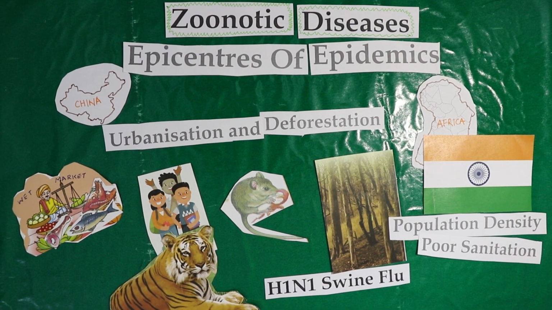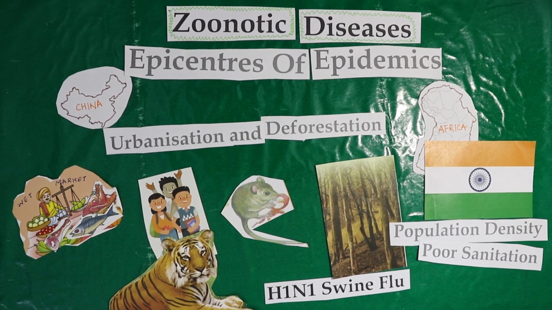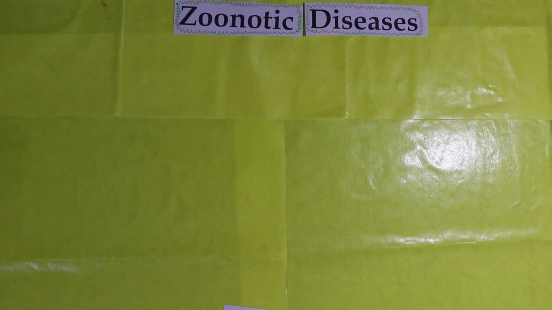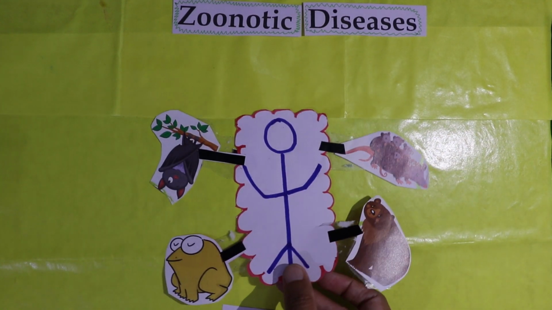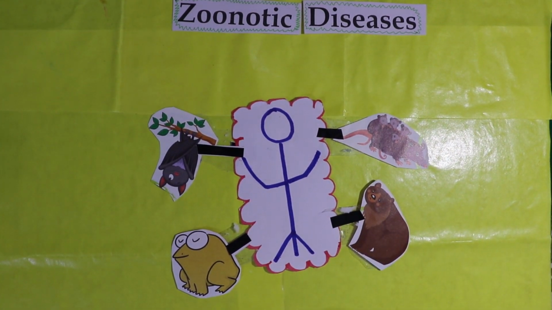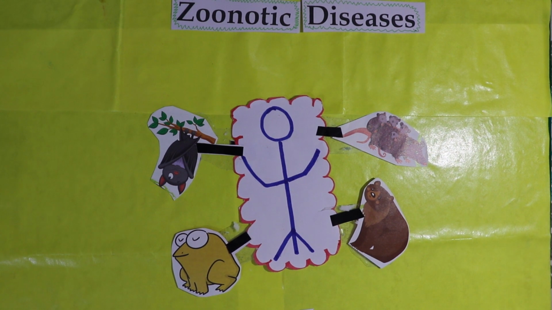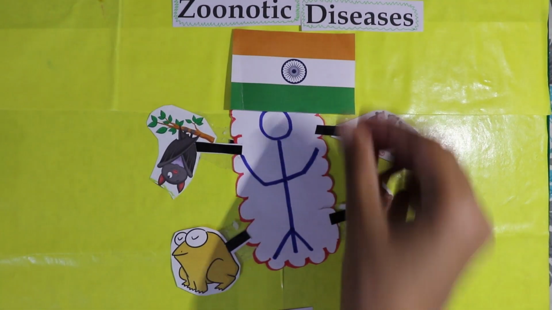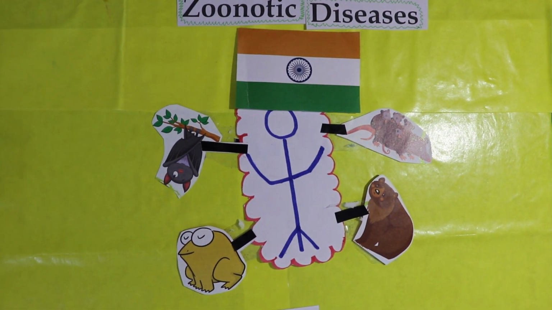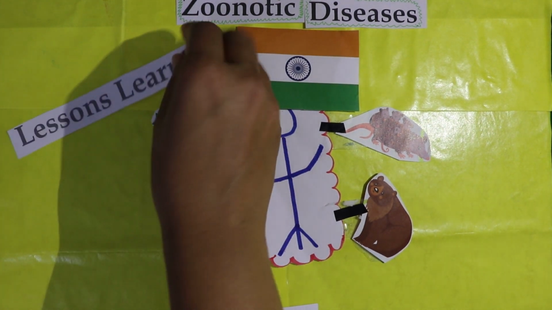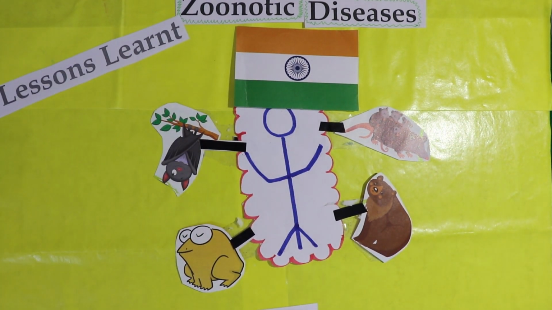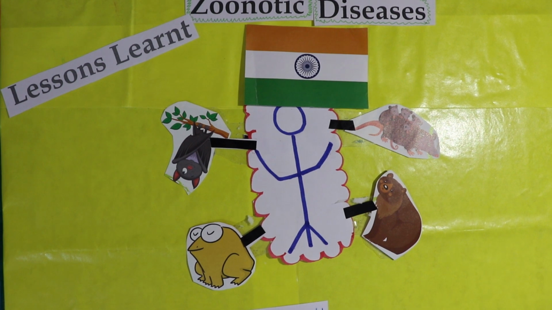So, what we've seen so far is that there is an increase in the number of zoonotic diseases in the last couple of decades, that there are certain epicenters, and that India is quite susceptible to these infections. So now the next thing that comes up is what are the lessons that we have learned from our past, and what we should do to ensure that such things do not become a major health crisis in our country.